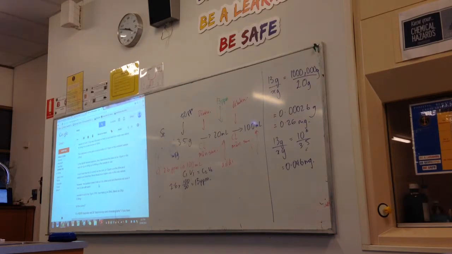It's because the concentration that we worked out through that timesing by 5 is in the 20 mils, which is a diluted version of the 3.5 grams, because we've added water. So if we've added an acid, which is mostly water, so if we've increased the volume, we've decreased the concentration.